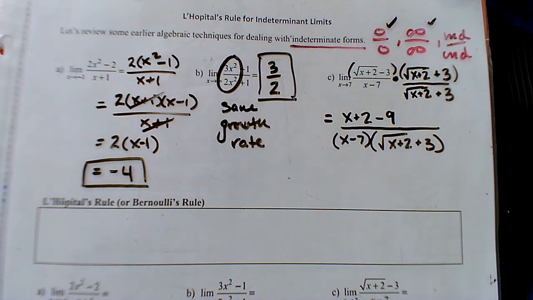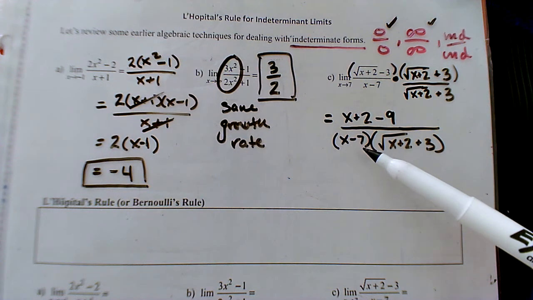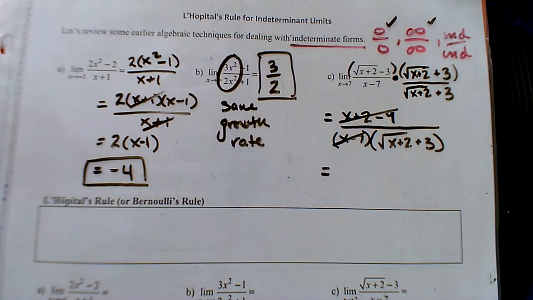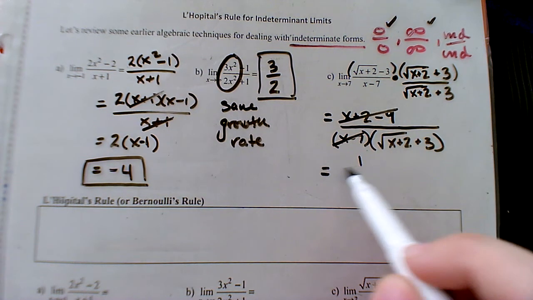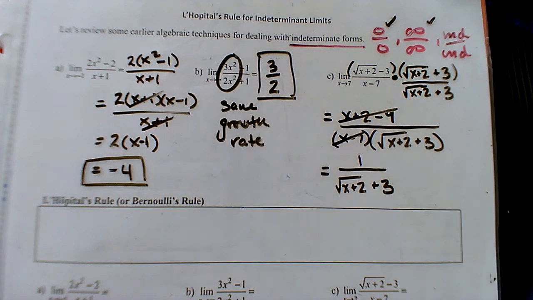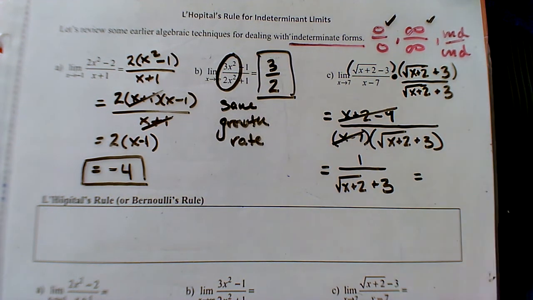Do you notice anything that's going to happen? But you're still going to have a 0 on the bottom. Are we? What is x plus 2 minus 9? X minus 7 if you simplify it, right? And don't we have an x minus 7 in the bottom? Right. So that's going to go away, much like the factoring, how we were able to cancel something out. So we're left with 1 over the square root of x plus 2 plus 3. So now that we rewrote it, we canceled something out. Maybe we got rid of that issue, that indeterminate form.